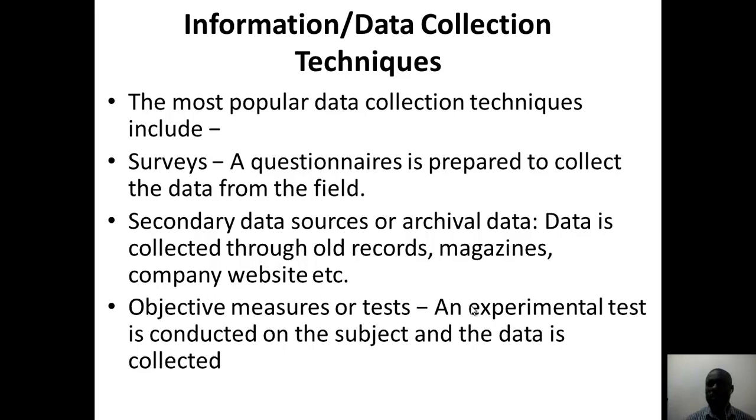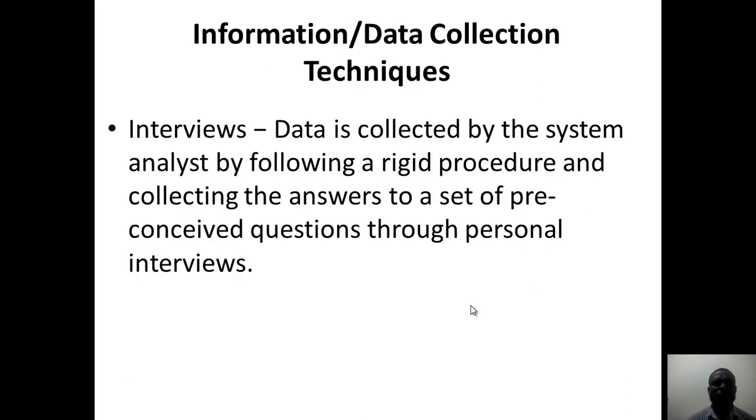So you go to a particular workplace, you give the workers a questionnaire, you look at what they do on a daily basis and what they require. That will inform you about what they do, what you need to deploy in terms of information systems. The secondary data source or archival data, that is data stored for the organization. So data is collected through old records, magazines, company websites, and the rest. And then objective measures or tests. That is an experimental test is conducted on a subject and the data is collected. So these form the various techniques of collecting data from our organization.